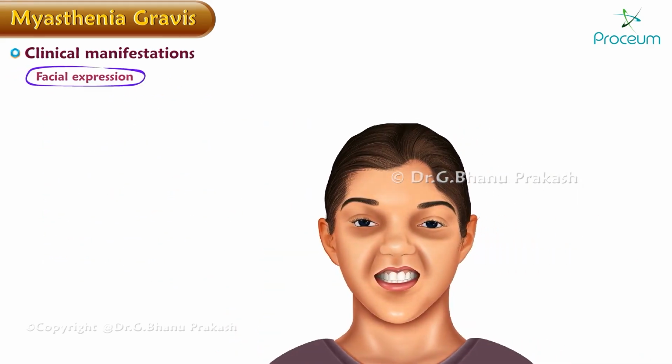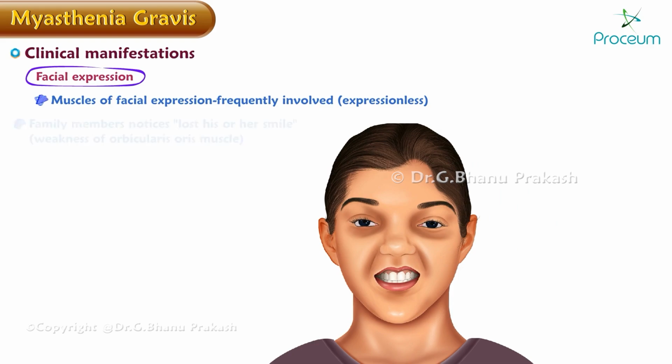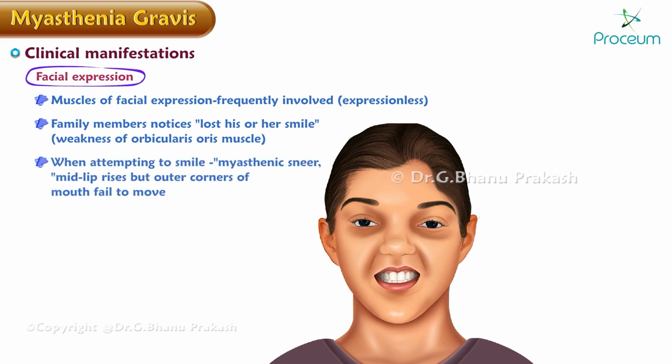Facial expression. Muscles of facial expression are frequently involved and make the patient appear expressionless. Family members may notice that the patient has lost his or her smile as a result of the weakness of the orbicularis oris muscle. When attempting to smile, the patient may produce the myasthenic sneer, where the mid-lip rises but the outer corners of the mouth fail to move.